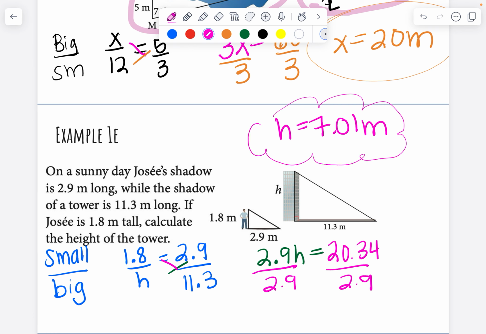All right, so sometimes you have to figure out what length they're asking you for and label that x. Set up your proportion, solve it. Do not forget to label your answers.